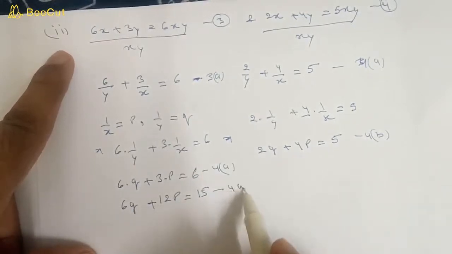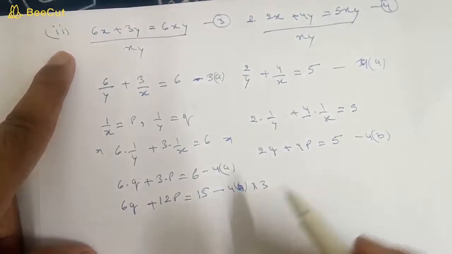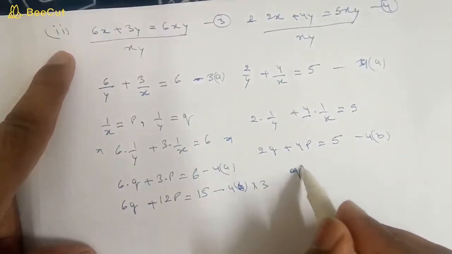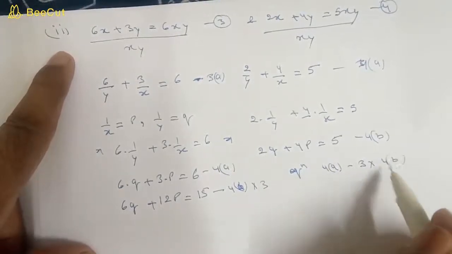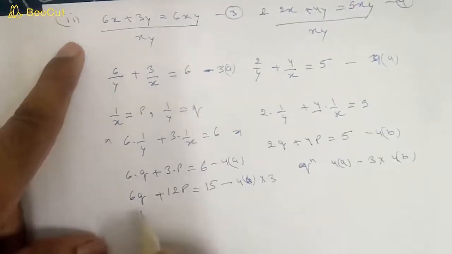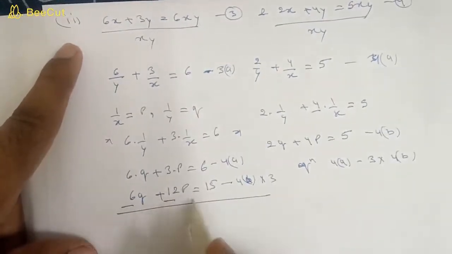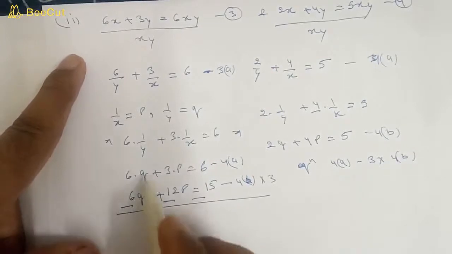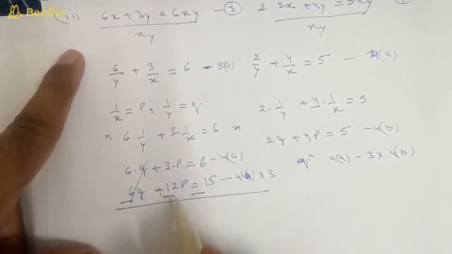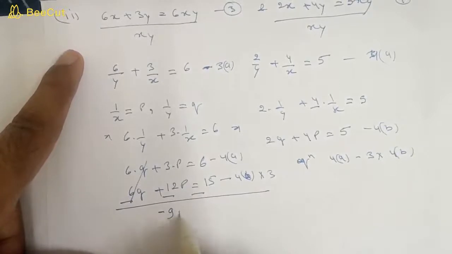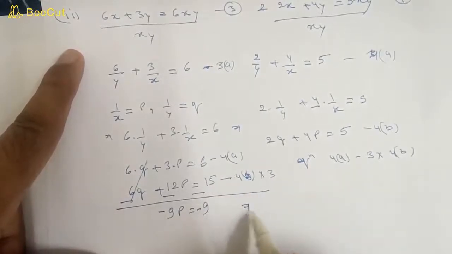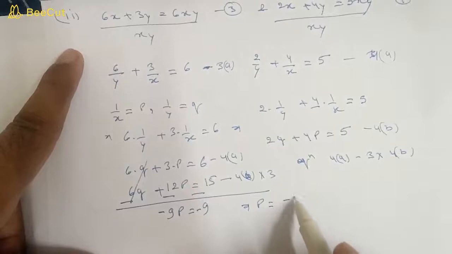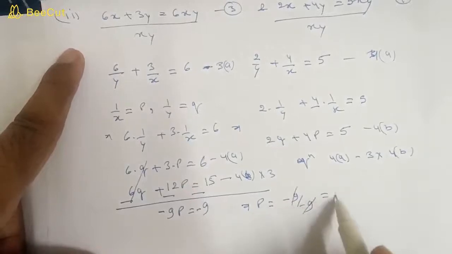Okay, 4b into 3. So we have done equation 4a minus 3 into 4b. This is the operation we have done. After subtracting, all the signs will be negative, and 6q minus 6q is equal to 0. 3p minus 12p is equal to minus 9p is equal to minus 9. Minus 15 plus 6 is equal to minus 9. So p is equal to minus 9 by minus 9, which is 1.